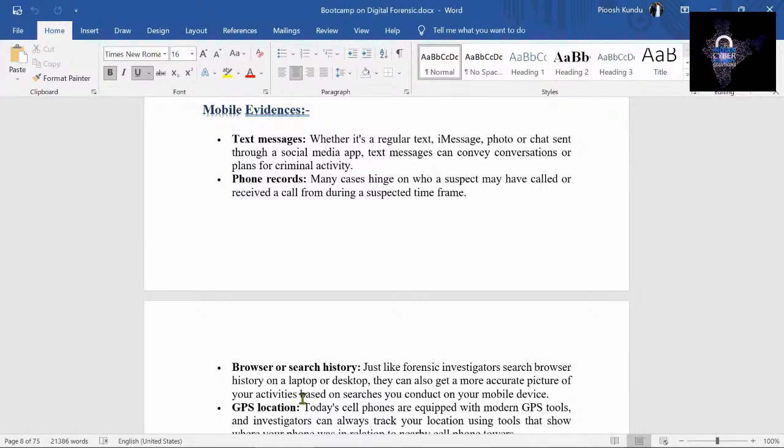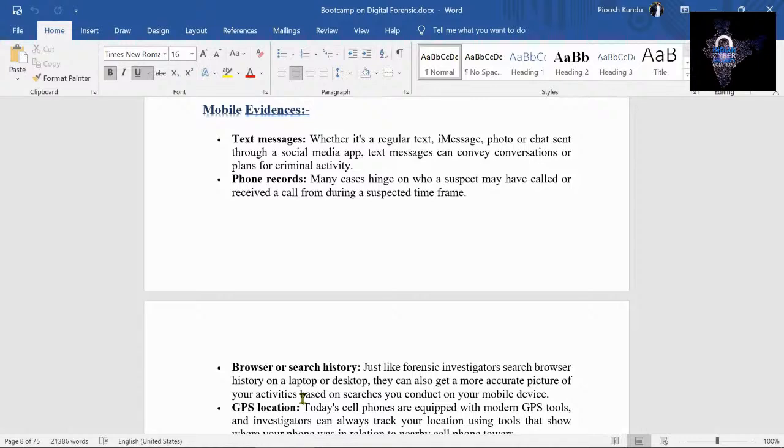The second is the phone records. In many cases they hint at the suspect, and also calls received from or made by a suspect in the time frame. The third is the browser or search history. Just like forensic investigators search the browser history on a laptop or desktop, they can also get more accurate pictures of your activities based on the searches you conduct on mobile devices.